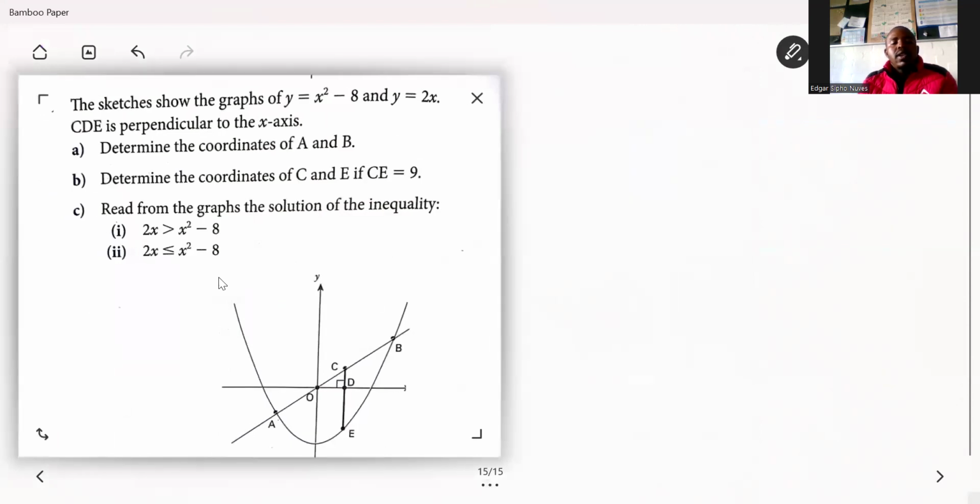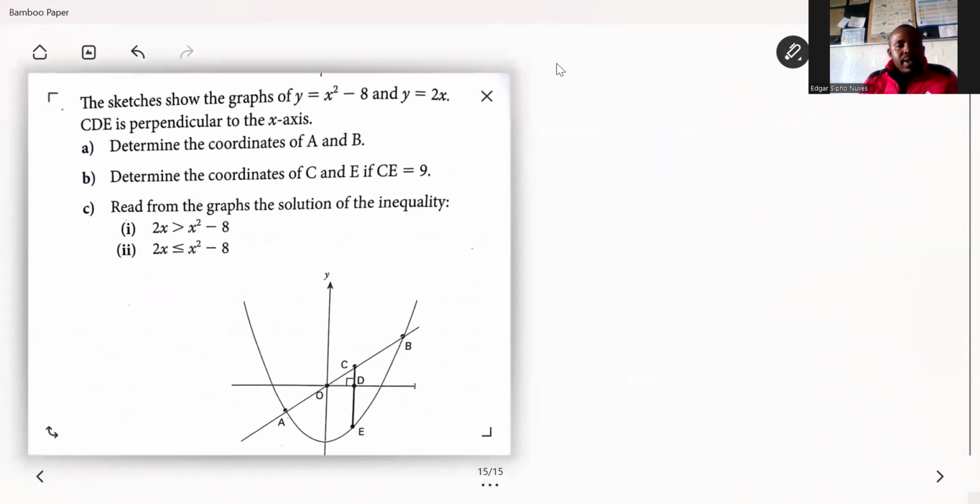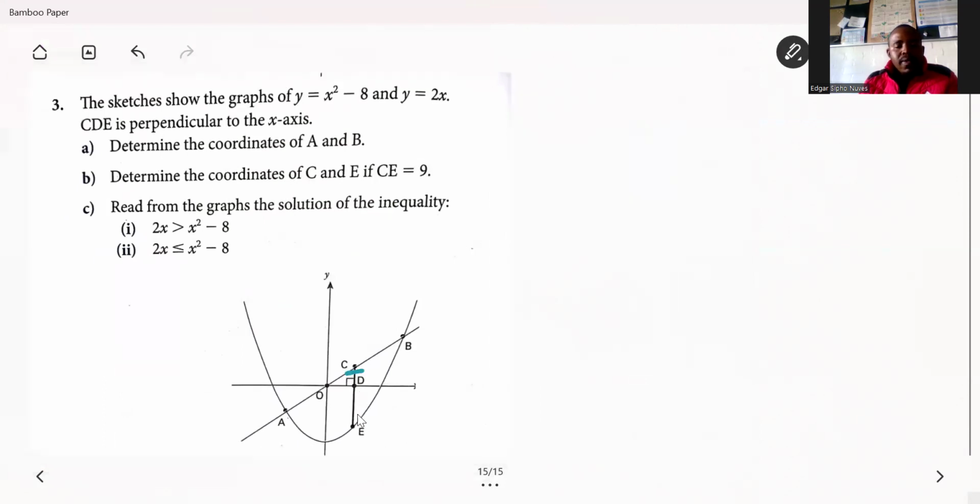All right, now let's go and do C and E. If CE is equal to 9, it means that the distance from C to E, that vertical distance, is 9.